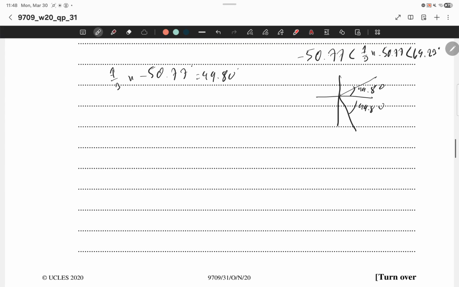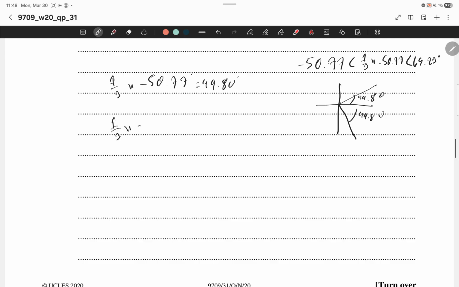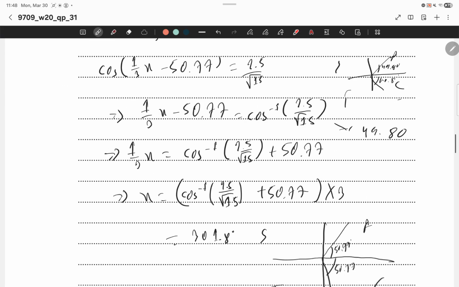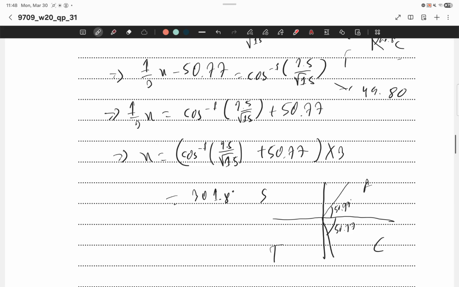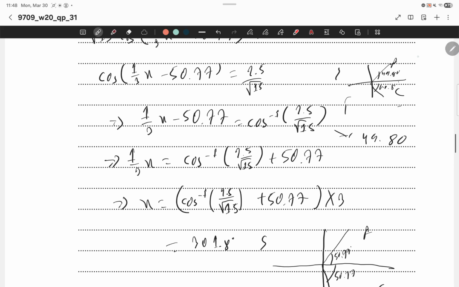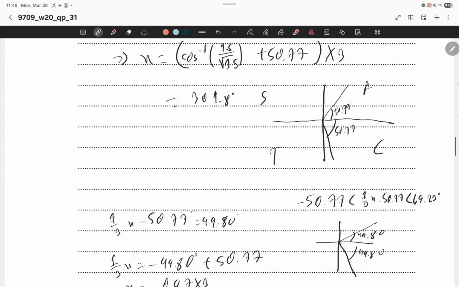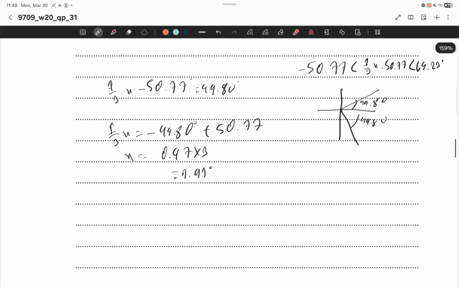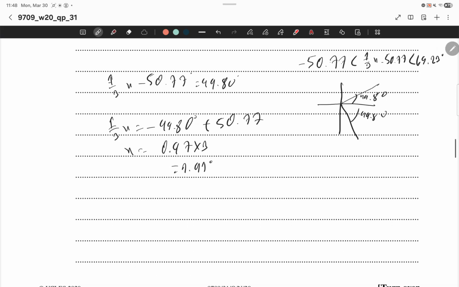For the second value, 1/3 x is equal to negative 49.80 plus 50.77. So x is equal to 0.97 times 3, which is 2.91 degrees. Yeah, it's for the quadrant. 301.8 is for the positive, and my negative 2.91 is for the negative.